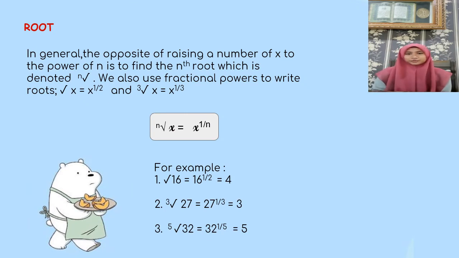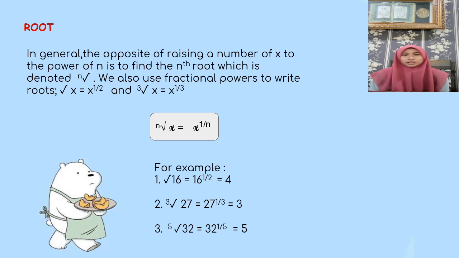So the last topic is root. In general, the opposite of raising a number x to the power of n is to find the nth root, which is denoted as the nth root of x. We can also use fractional powers to write roots. For example, the square root of x is equivalent to x to the power of 1 over 2, and the cube root of x is equivalent to x to the power of 1 over 3. So generally, the nth root of x is equivalent to x to the power of 1 over n.